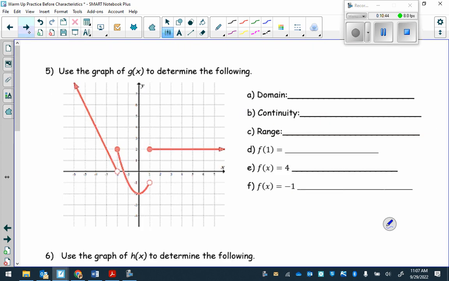Let's finish off at least the last two. All right. This one, apologize. Hard to see. What would the domain be? Let's see. Julia. Good. Negative infinity to infinity. What would the interval of continuity be? Isabel. Yep.